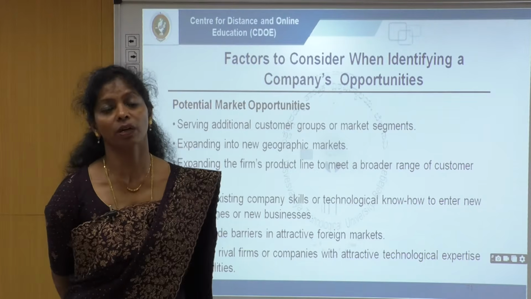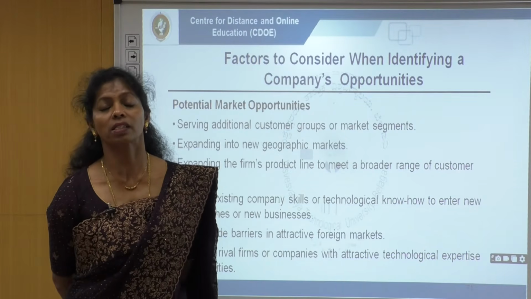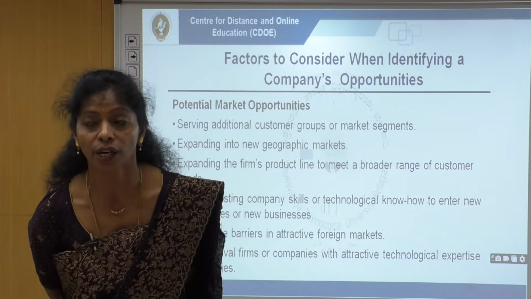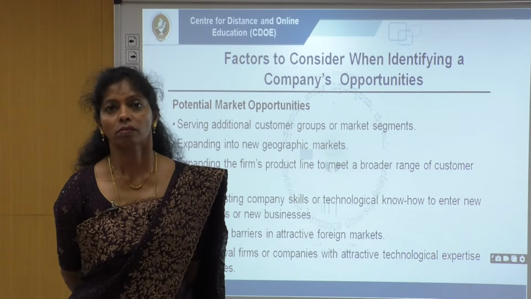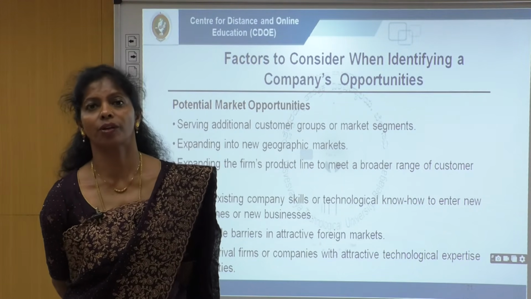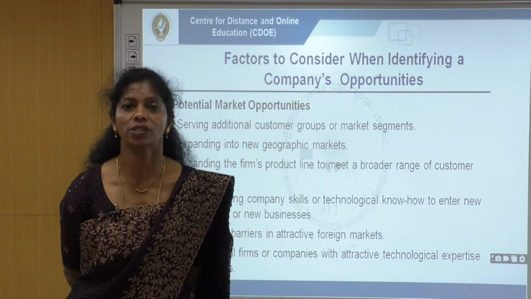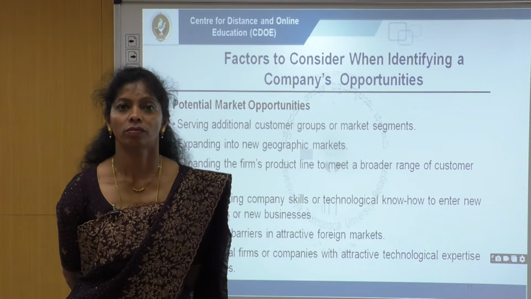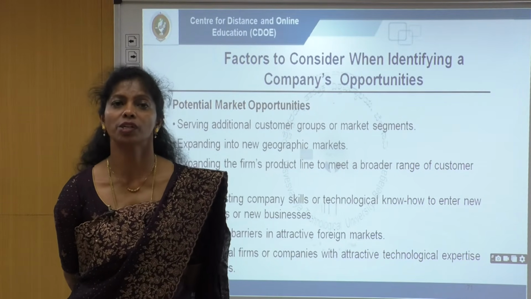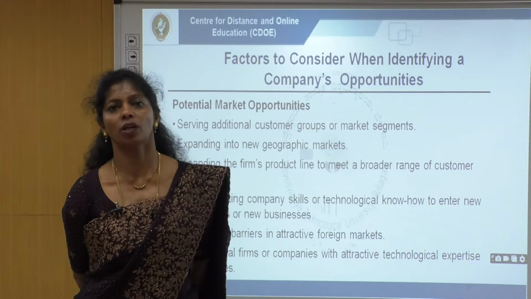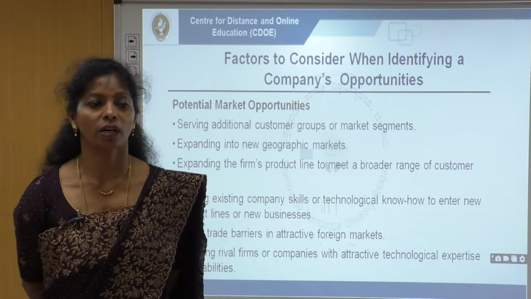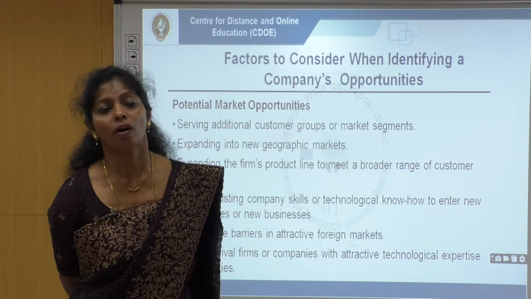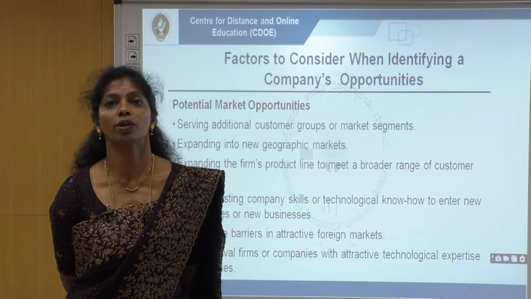Broad range of customer needs. Utilizing existing company skills or technology to enter a new product line or new business. ITC was in the tobacco industry, and they came into the FMCG sector. With a strong distribution network, they could use that in their FMCG sector. So that is one. Arrival of falling trade barriers, attracting foreign markets.